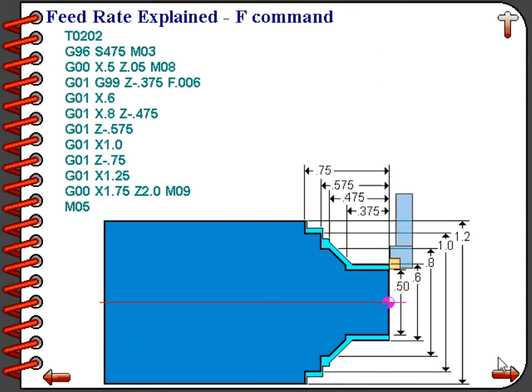Now you can see where the feed rate and the speed gets put into the finish turning operation. On the second line of our program, you'll see G96, S475, M03. Sets the machine into constant surface speed, 475 SFM, and turns the spindle on in forward rotation. On the fourth line of the program, you will see G01, Z-.375, F.006. That sets up our finishing feed rate. And again, our feed rate that we select for finish turning has more to do with what finish we want on the workpiece than anything else.